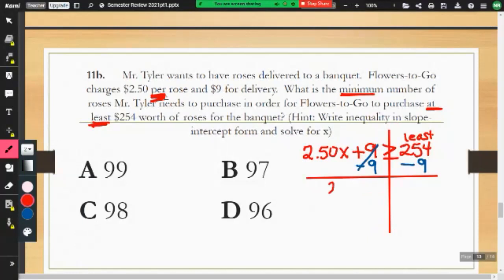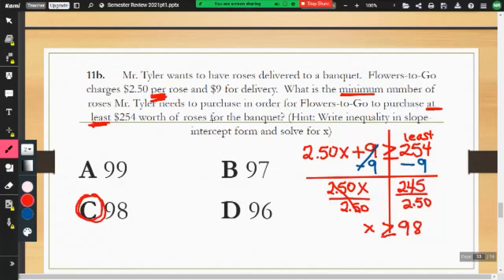So the 9s eliminate, 250x comes down, 254 minus 9 gives us 245. What's the last step? Divide by 250. Now that 250, $2.50 is positive, so does my sign flip? No, it still stays as greater than or equal to 98. Now we get lucky because we don't have to really pay attention to the sign. All I'm worried about is the number.